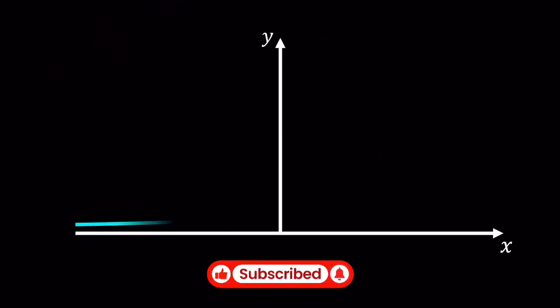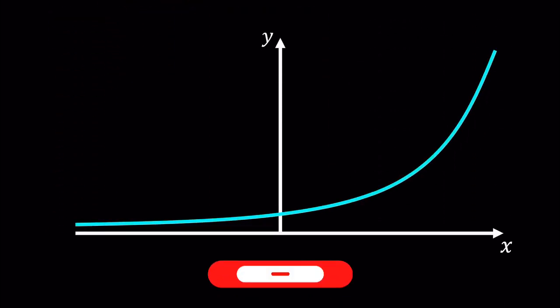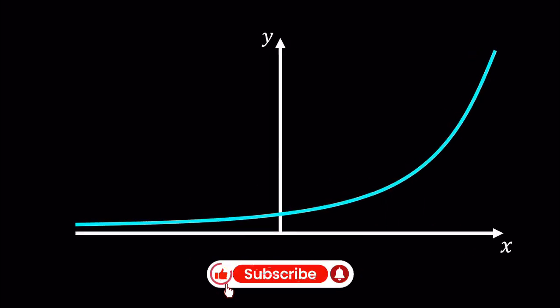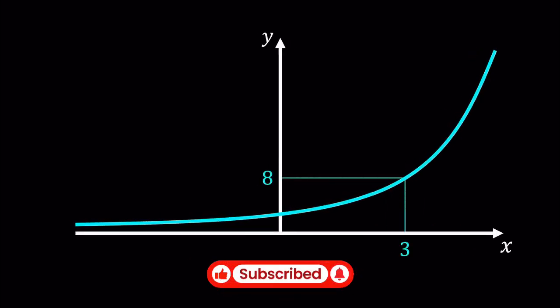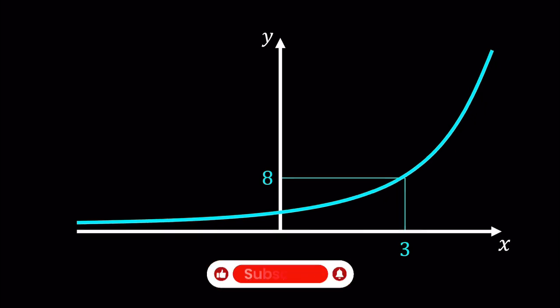Let us look at the standard exponential curve. y equals 2 to the power of x. If you input x equals 3, the function outputs y equals 8. But what if we already know the output, and we want to find the input? In this case, we need the inverse function.